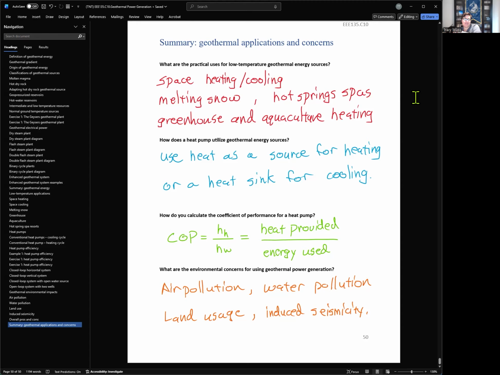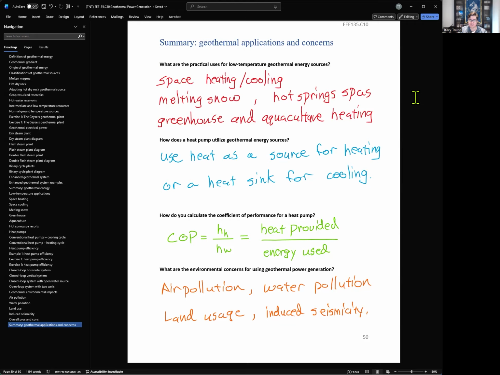So summary, put everything here, geothermal applications and concerns. What are the practical uses for low temperature geothermal sources? Again, space heating, so heating our homes, cooling our homes, melting snow, hot spring spas, greenhouse and aquaculture heating for the fish and the plants. Anything that helps stabilize the temperature to a constant level, we can use low temperature geothermal sites for.